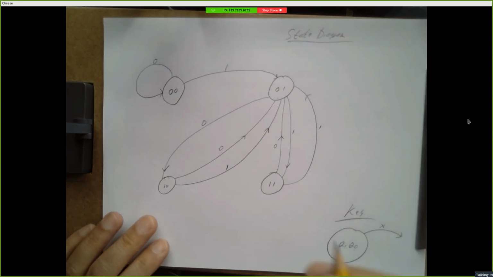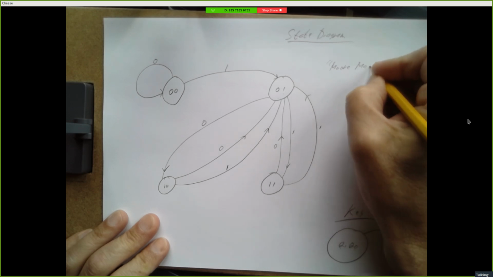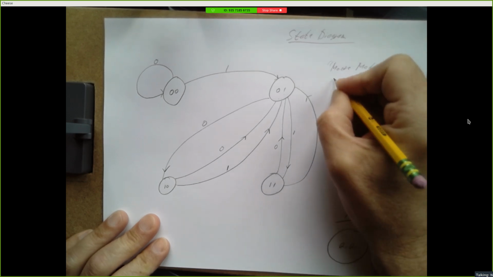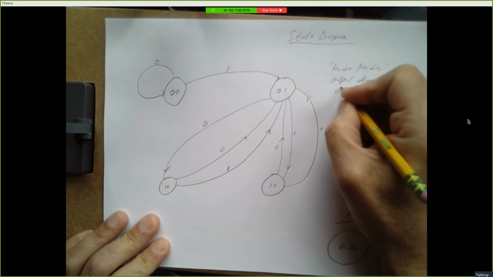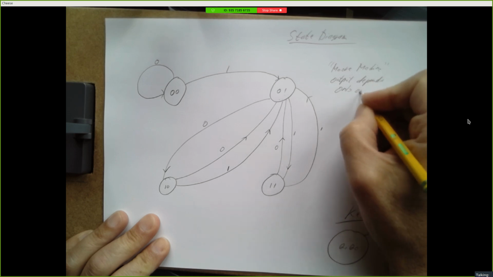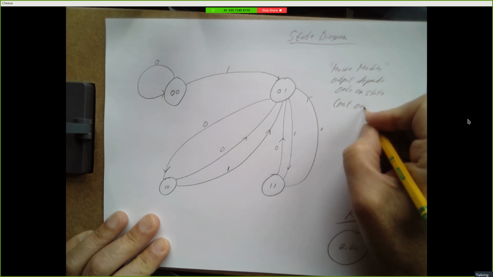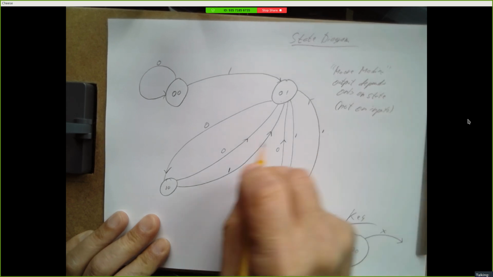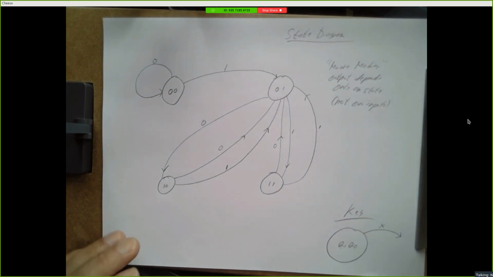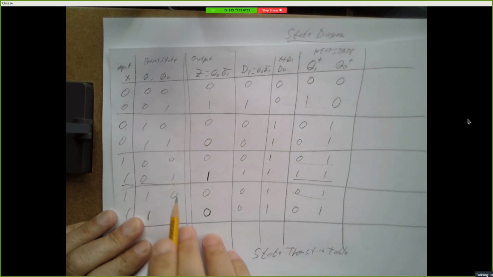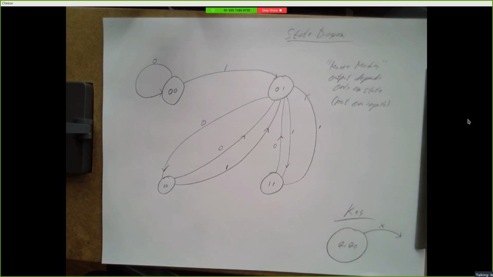So this is called a Moore machine. In a Moore machine, output depends only on the state, not on the inputs. The inputs control what state you go into after the clock ticks, but if you're in state 0, 1, we know your output is a 1. If you're in state 1, 0, we know your output is a 0, regardless of your input. So this is called a Moore machine.